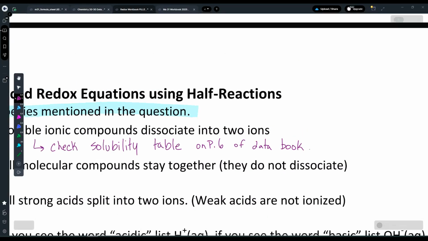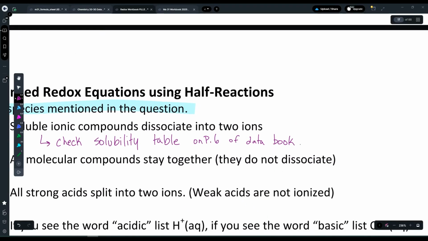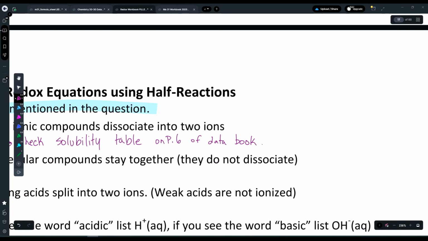Now, if your ionic compound is soluble in water, you're going to dissociate it into two ions. One would be the cation, which is your positive ion, and the other one is going to be your anion, which is the negative ion. So when you dissociate your ionic compounds into their ions, you should only get two products.